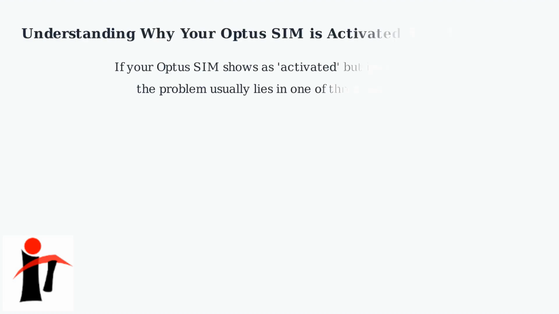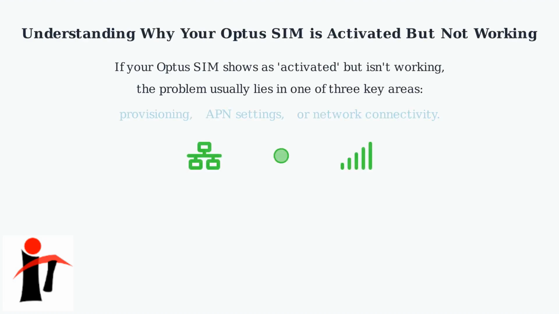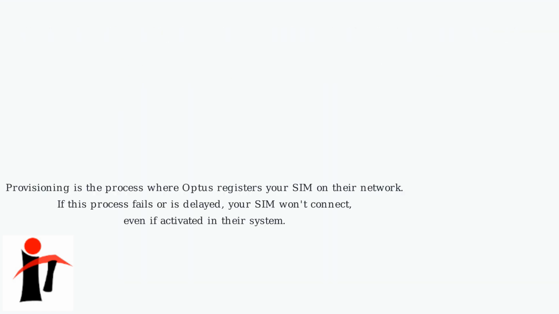If your Optus SIM shows as activated but isn't working, the problem usually lies in one of three key areas: provisioning, APN settings, or network connectivity. Provisioning is the process where Optus registers your SIM on their network. If this process fails or is delayed, your SIM won't connect, even if activated in their system.